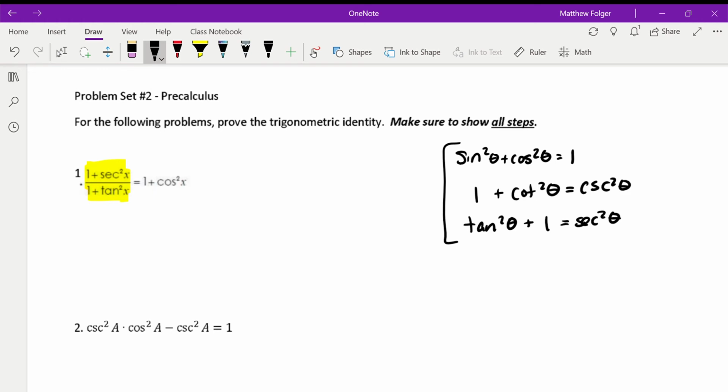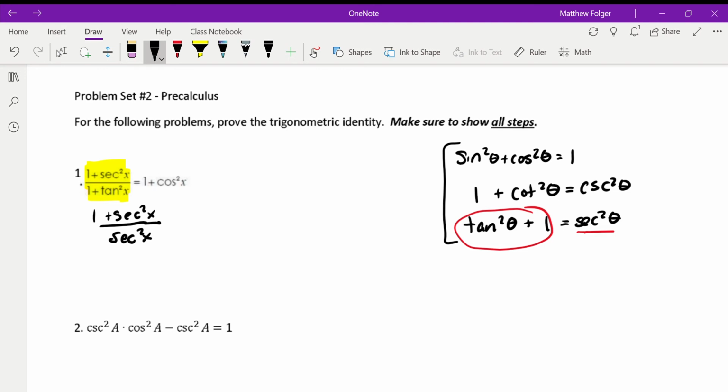All right, so looking right here, I don't have an identity for the top of this. 1 plus secant is not an identity. If I try to move the 1 over to this side, that's not going to work. I have secant squared minus 1, but not plus 1. So that is not an identity. But if you look at the bottom, 1 plus tangent squared is an identity. Okay, it's right there. 1 plus tangent squared is secant squared. So the first thing I can do is just turn that into 1 plus secant squared x, and then put that over secant squared x. So we can turn 1 plus tangent squared into secant squared.